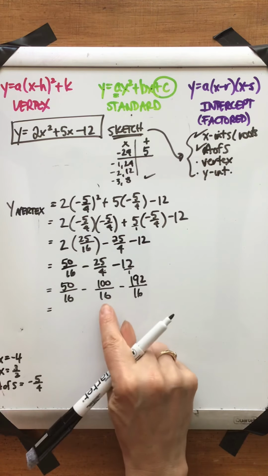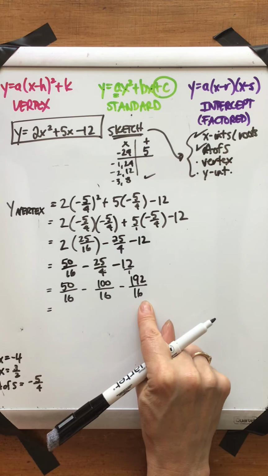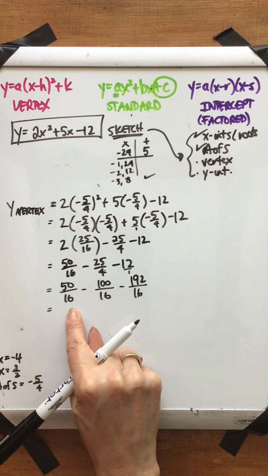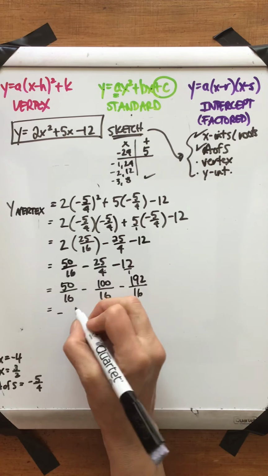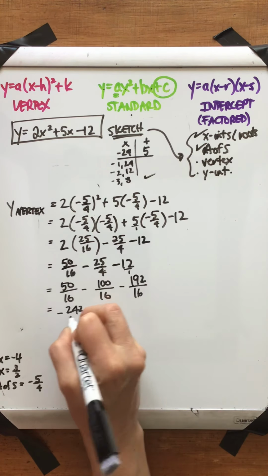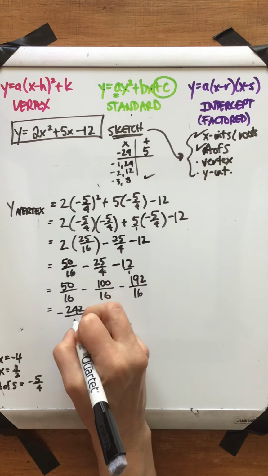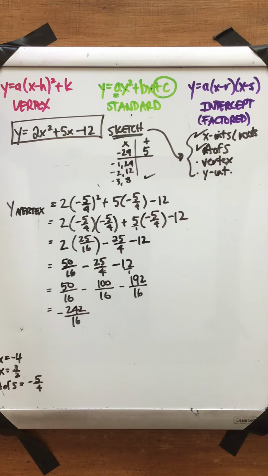So 292 of these sixteenths are negative, 50 of them are positive. That means that I have more negatives than positives. In fact, I have 242 more negative sixteenths than I do positive sixteenths.